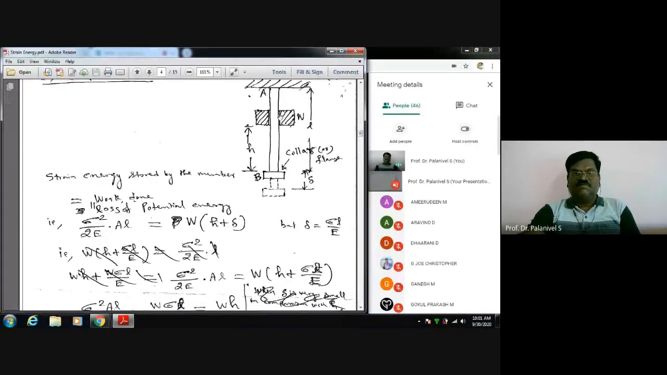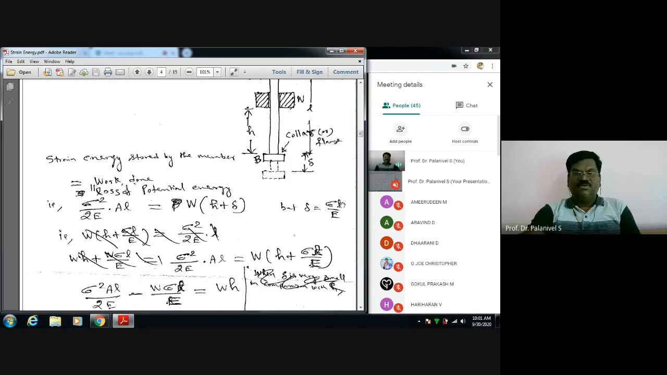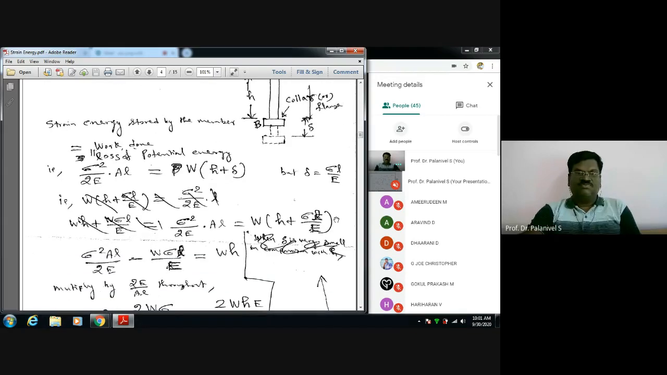Actually, the weight falls and the collar moves down, deformed down. So the weight goes up to this, then afterwards it comes to rest. So the work done is h plus del, that much distance the weight moves. W into (h plus del). But del equals sigma L by E. Now you substitute.